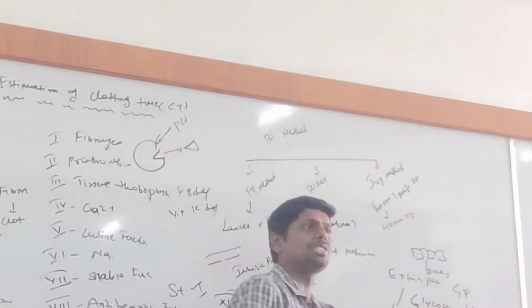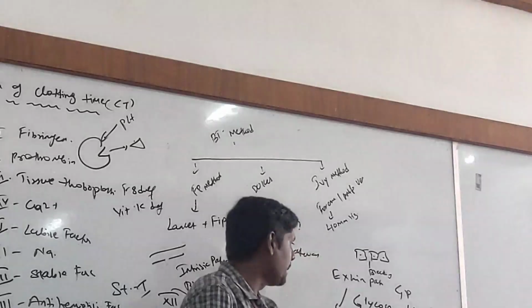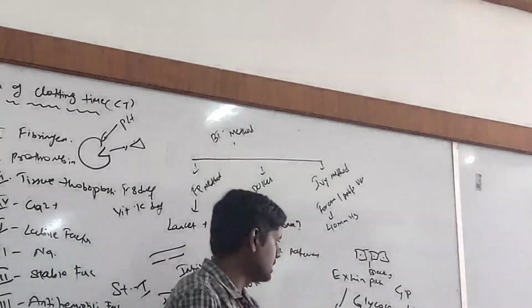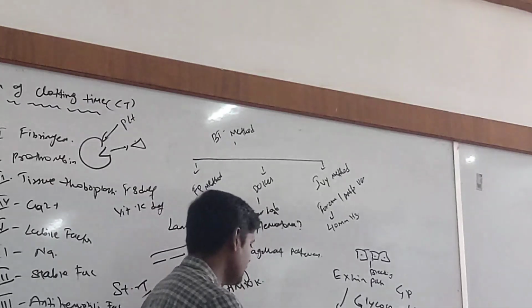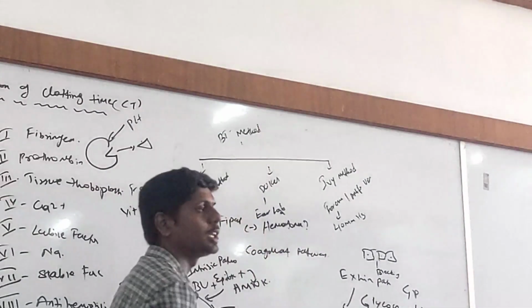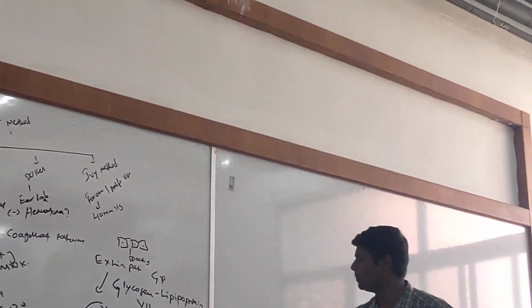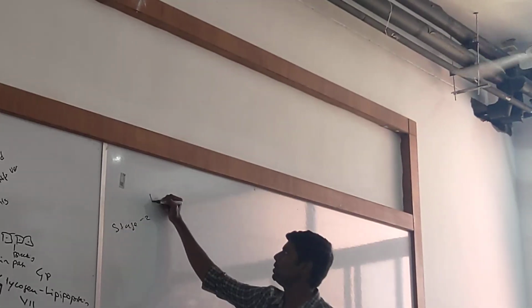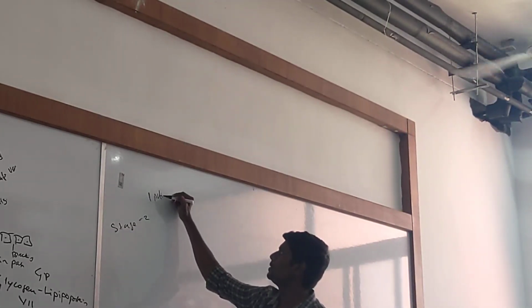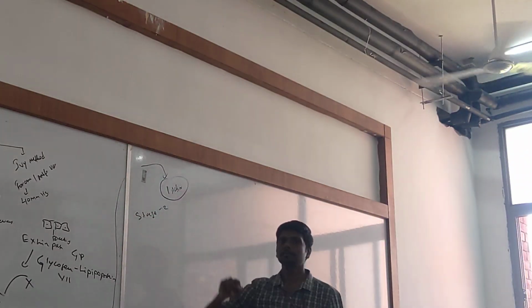Tissue damage releases lipophospholipids. Then, in the presence of factor 8, it converts 10 to 10A directly. This 10A will make a prothrombin activator. After prothrombin activator, stage 2. I am writing here stage 2. Here, prothrombin activator. You know this one, I wrote this one here.